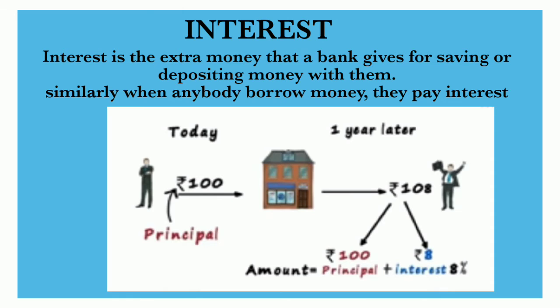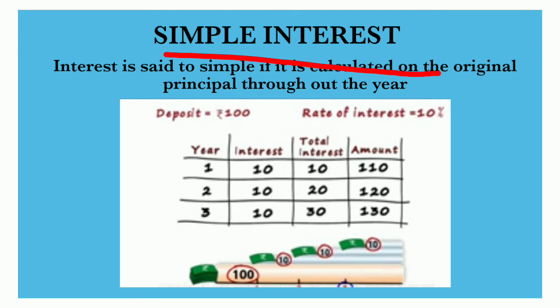Usually the bank calculates the interest in two ways. One is simple interest and the second is compound interest. We will discuss these two interests in this session. First, simple interest. Interest is said to be simple if it is calculated on the original principal throughout the years. That means we add the interest to the principal in each year. That is called simple interest.